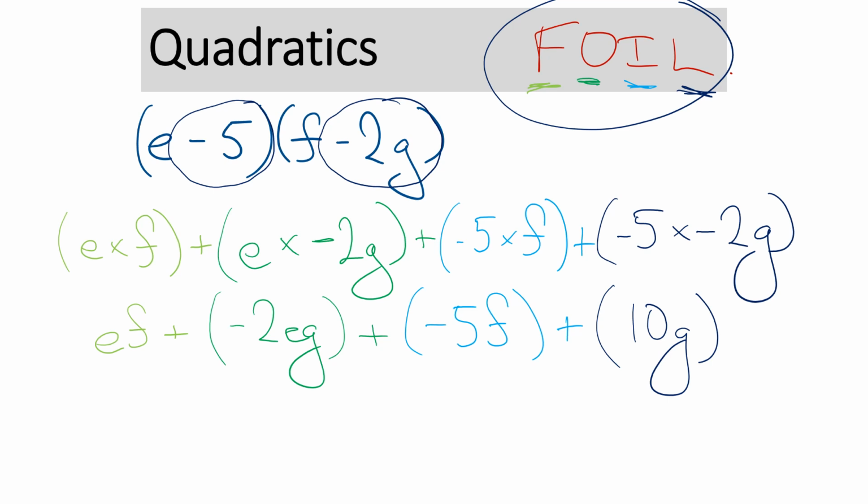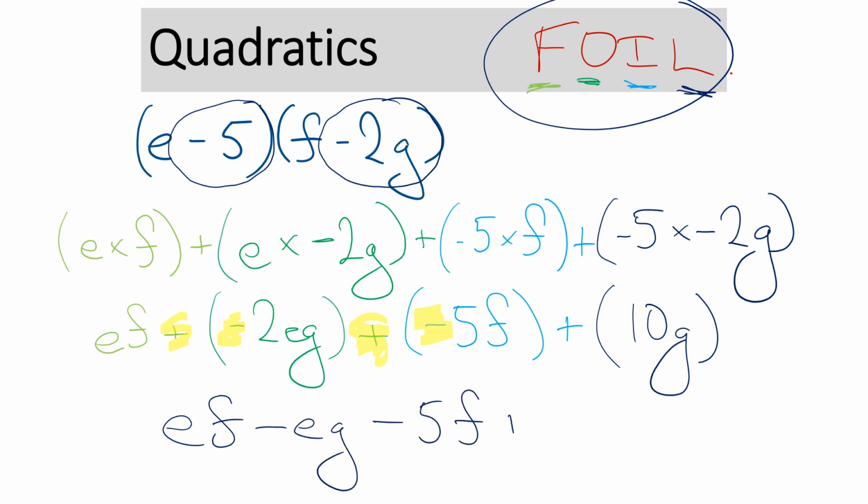Easy. Now, the last thing that we need to note is we've got this negative, we're adding a negative here, and we're adding a negative there. When we're adding a negative, what does that work out to? We're going to subtract the whole thing, right? So our final equation is going to be ef minus eg minus 5f plus 10g. Yeah? Easy, easy, easy.